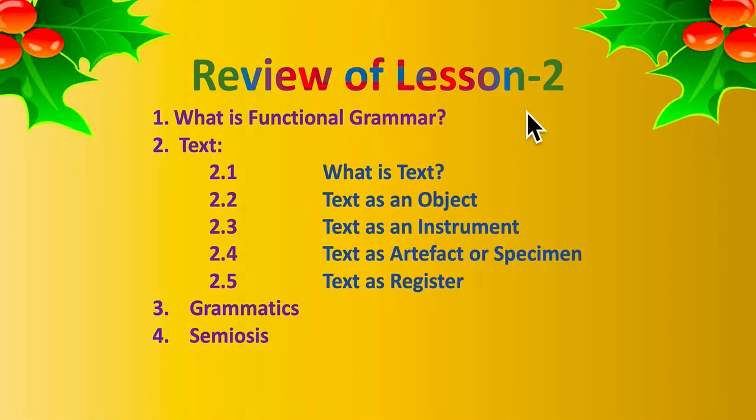A review of lesson 2. If you recall, we talked about these topics in our lesson 2. The first is what is functional grammar, second text, what is text, text as an object, text as an instrument, text as artifact or a specimen, text as register, grammatics, semiosis. These are the topics we talked about in detail in lesson 2.